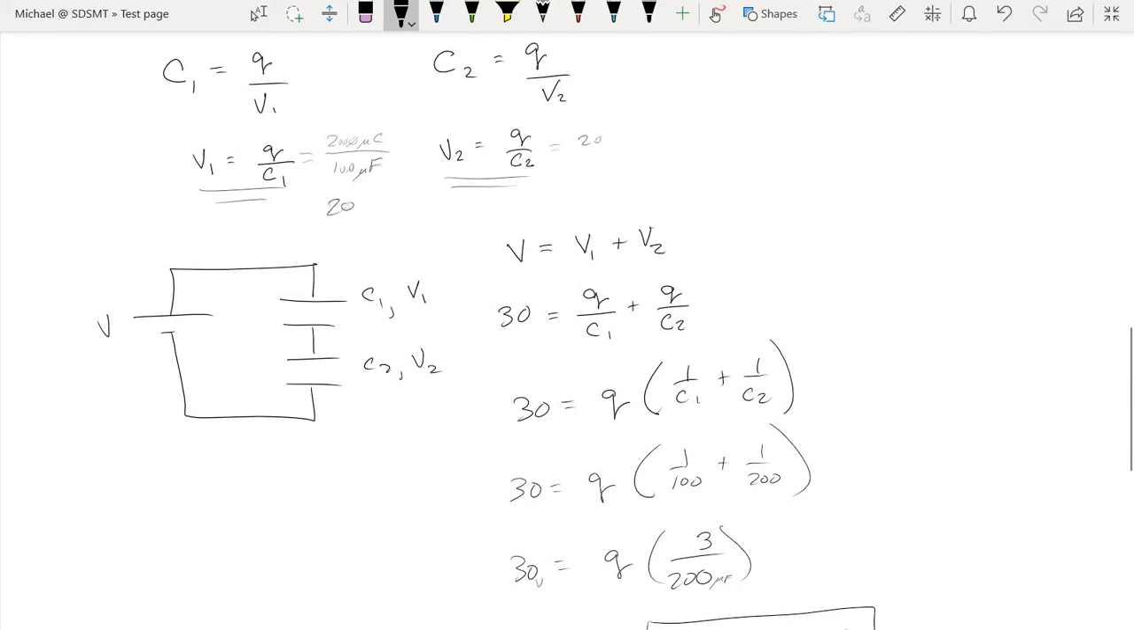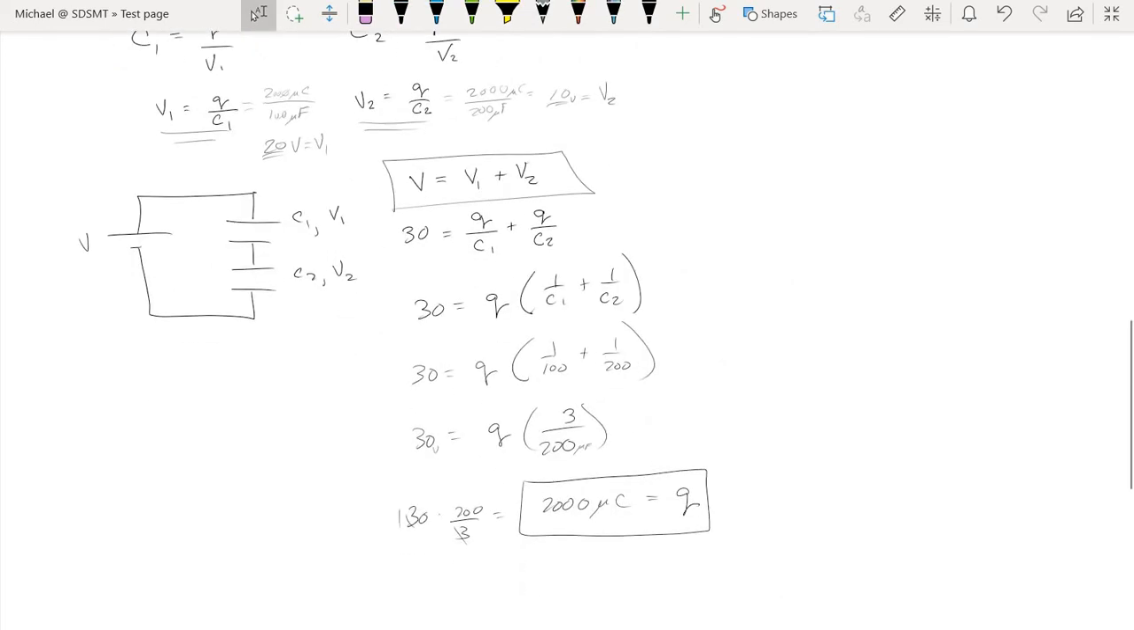And then 2,000 over 200 is going to equal 10. All right, so the potential across capacitor 1 is 20 volts. The potential across capacitor 2 is 10 volts. If we add them together, we get the 30 volts from the battery. So everything is fitting together perfectly.